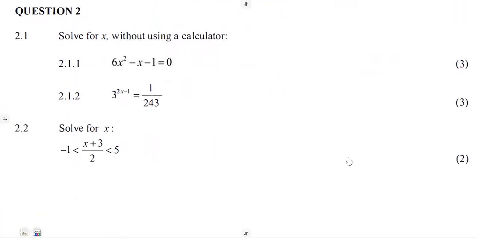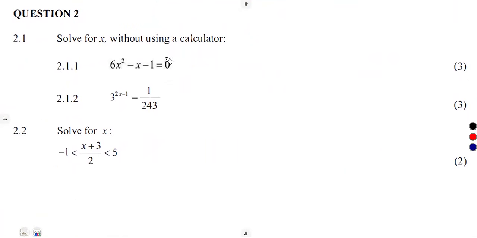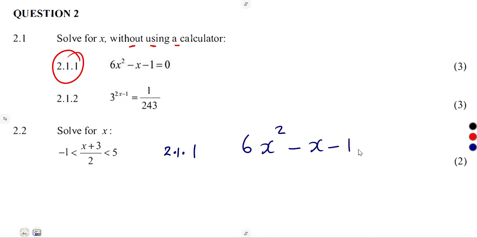All right. Then question number 2, solve for x without using a calculator. All right, 2.11. How can we solve for x on a quadratic equation, guys, without using a calculator? They are simply saying factorize there. Simply factorize. 6x squared minus x minus 1 is equal to 0. So your factorization, guys, here, factorize the way that you understand from your trinomial. Factorize them the way that you understand. So many ways that you can use to factorize.